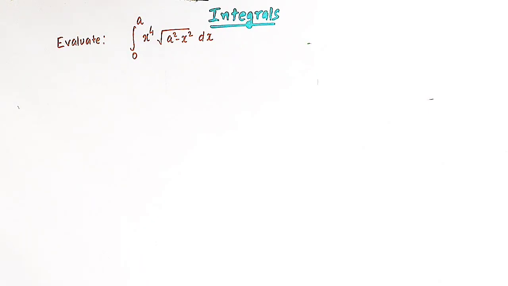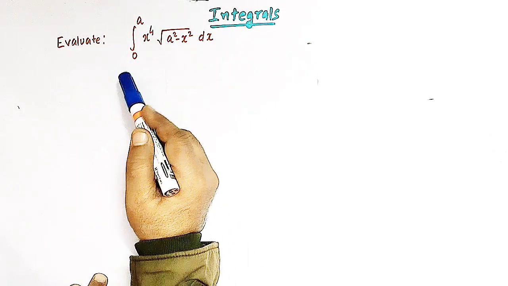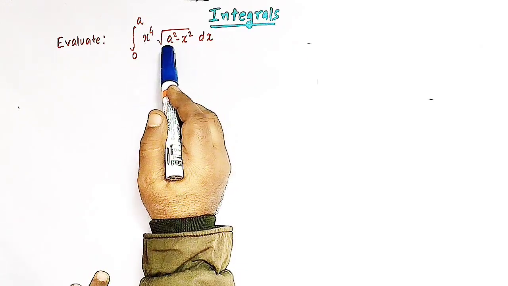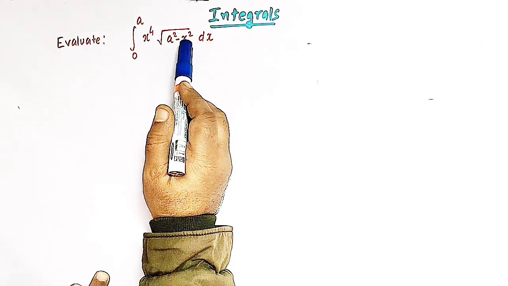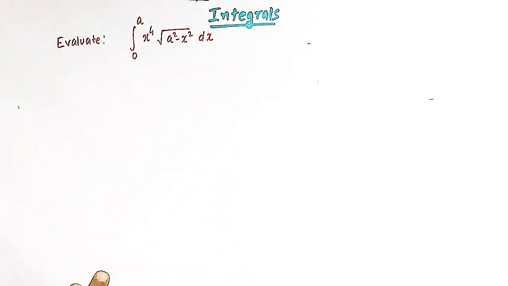Hello viewers, in today's session we are going to discuss another application of beta and gamma functions, and in this class we are going to evaluate this integral, the integral from 0 to a of x raised to 4 multiplied with the square root of a square minus x square. Here we'll solve this integral with the help of some important results from beta and gamma functions, and first of all we'll apply the method of substitution.